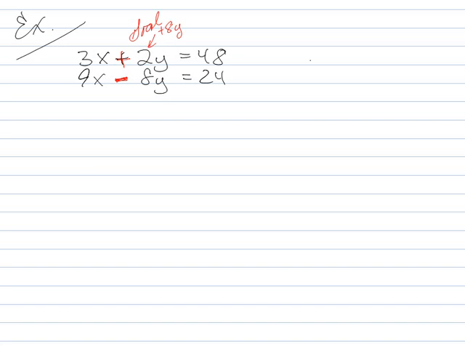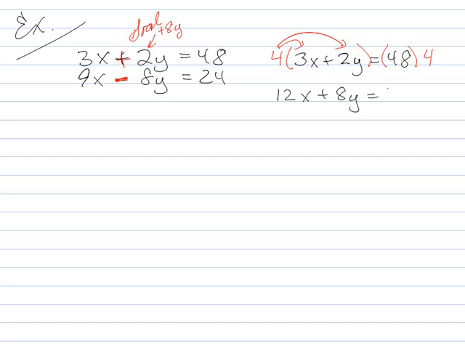This is just something that comes with experience, honestly. It comes from doing it over and over again until you start to recognize these patterns. So if I want that to be 8y, what do I need to multiply this equation by on both sides to get the 2 to become 8? I need to multiply it by 4, right? If I multiply both sides by 4, I end up with 12x plus 8y equals, whatever 48 times 4 is, 192.